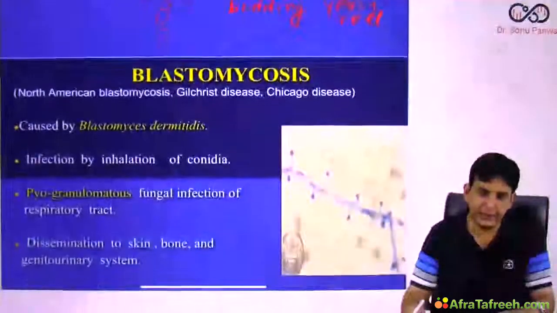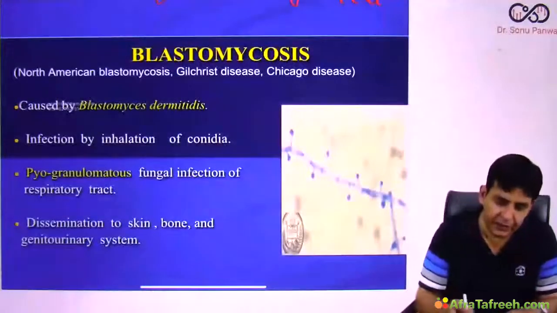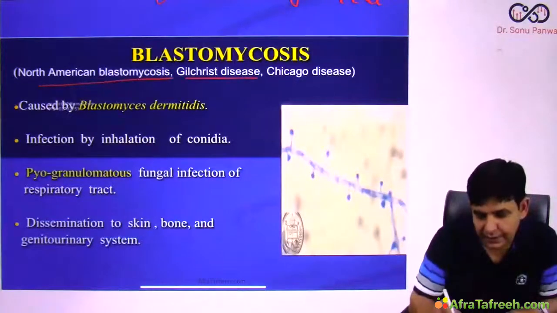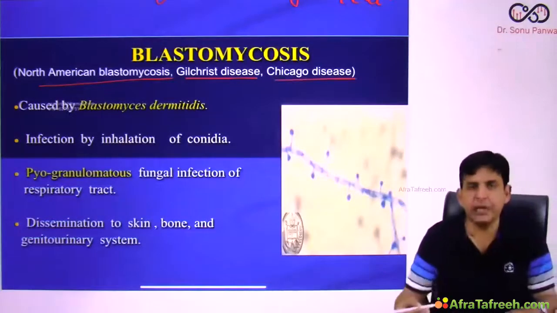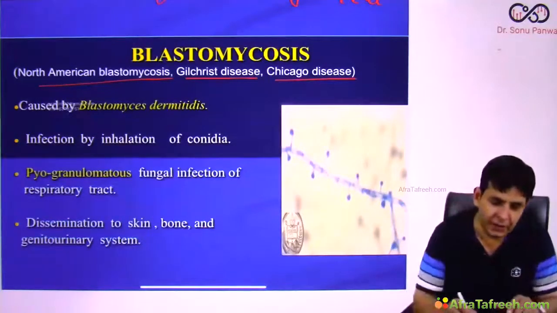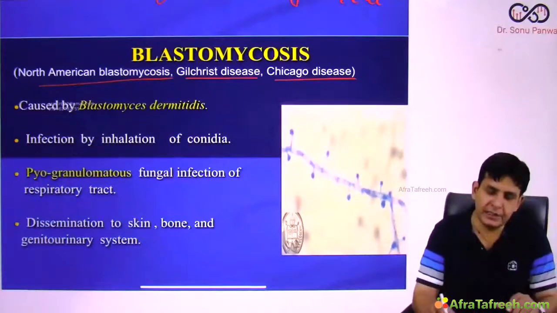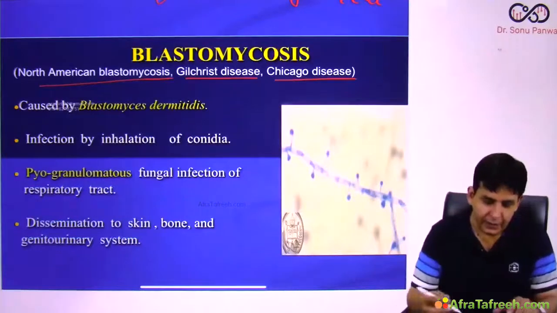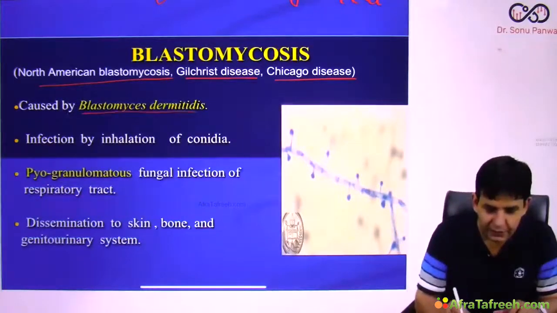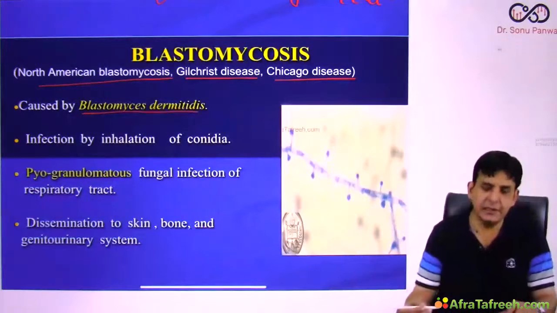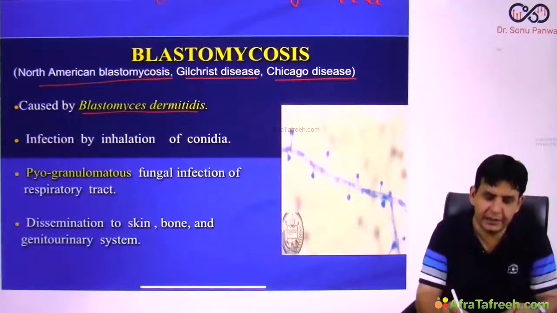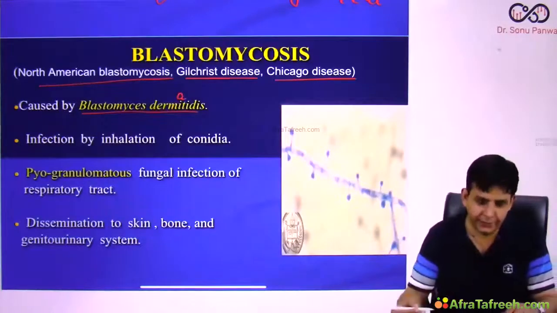Now the next one we'll take is blasto, and blastomycosis is also termed as North American blastomycosis, Gilchrist disease, or Chicago disease. Three names are there: North American blasto, Gilchrist disease, and Chicago disease. Okay, so caused by what? First of all, the fungus, that is Blastomyces dermatitidis.